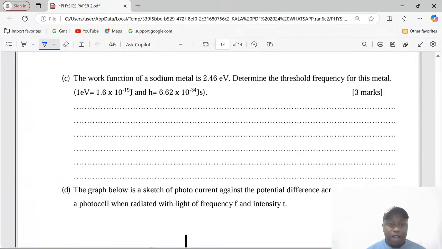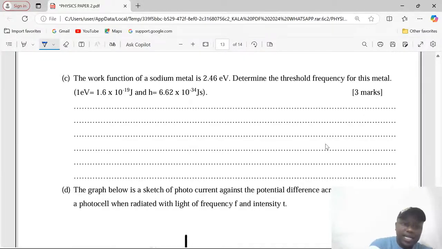Part C. The work function of sodium is 2.46 electron volts. Determine the threshold frequency for this metal. Then we are given 1 electron volt as 1.6 times 10 power negative 19 joules. We are also given Planck's constant as 6.62 times 10 power negative 34 joule seconds.